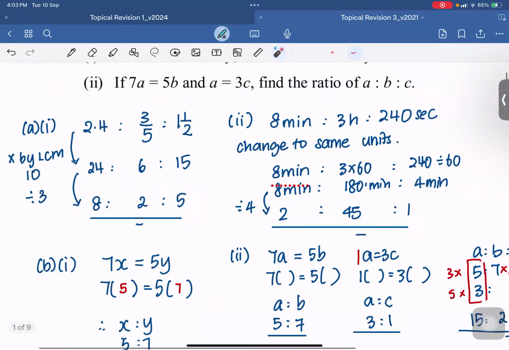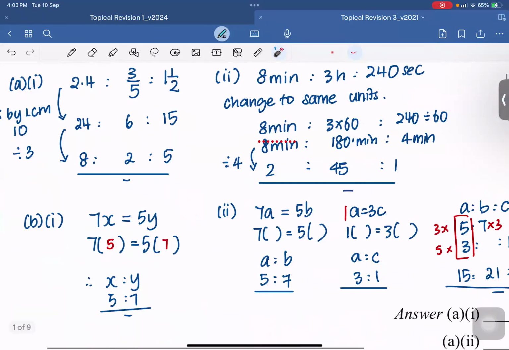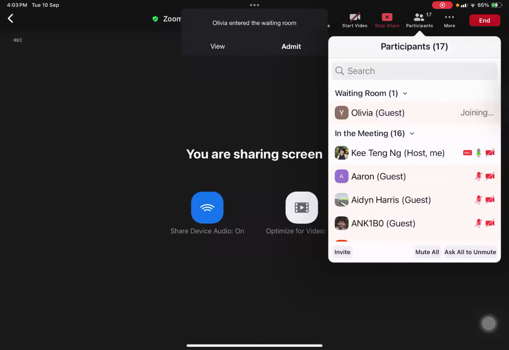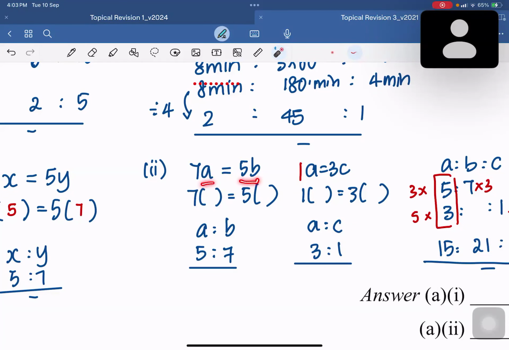Now, B part 2, it has a couple of information. You notice that this is given in ratio, but it's given in algebra format. Okay, so in this case, what do we have? 7a is to 5b. I can find the ratio for a is to b first. So a will be 5 units. So a is 5. Then b will be 7 units. So b is to 7. So first part, the first information over here gives me this ratio. The second information, A equals to 3C. So 1 unit of A is 3 units of C. So A need to multiply by 3 and 3 need to multiply by 1. So therefore, A is 3 units, C is 1 unit.